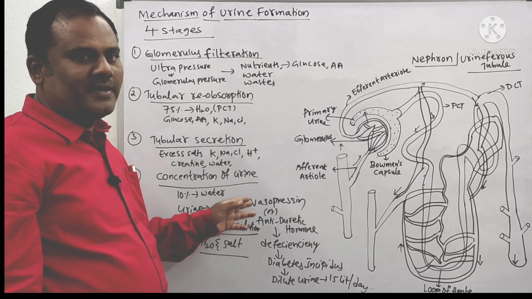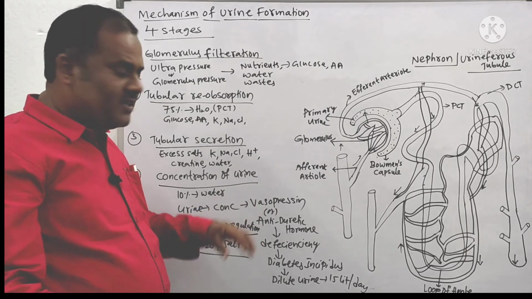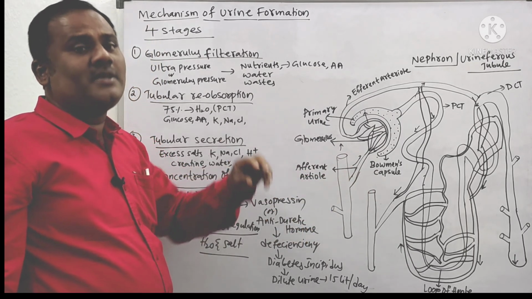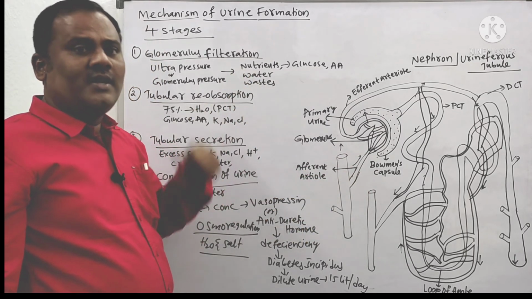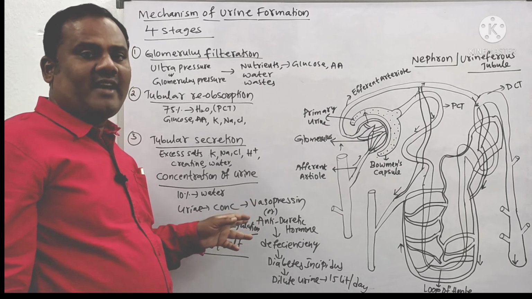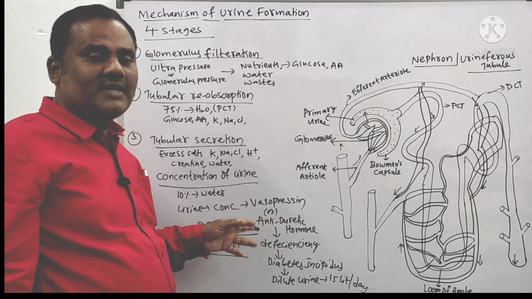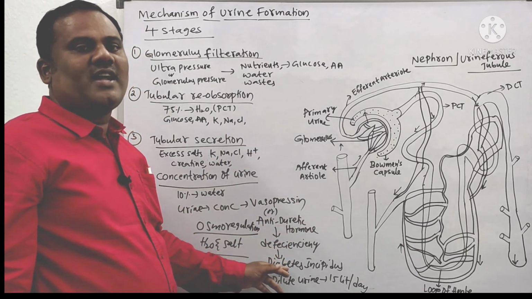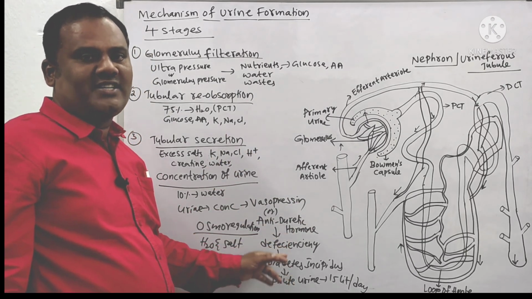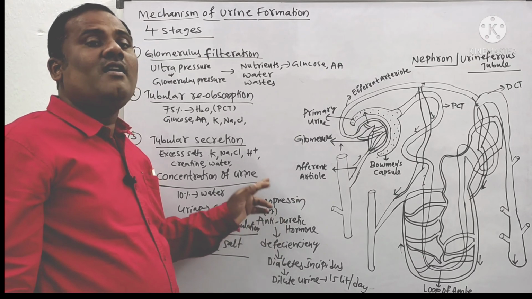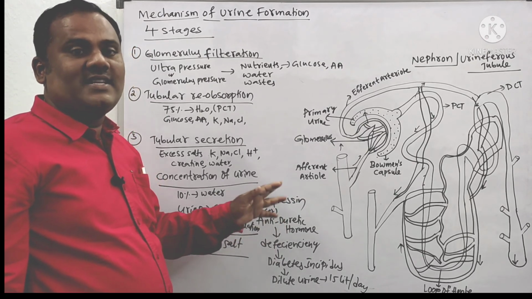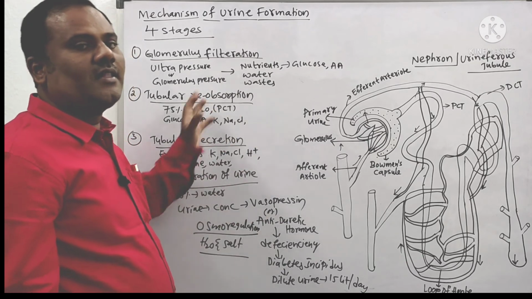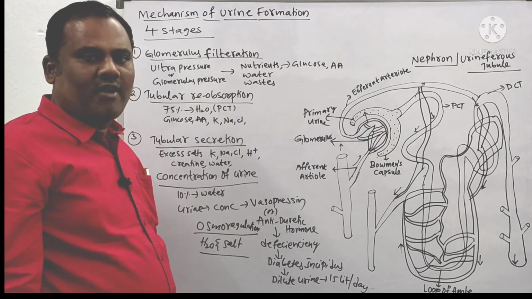So whatever water came to this collecting duct, in that also useful water is there, which will be sent back into the blood capillaries. But when vasopressin deficiency occurs, that excess water is also excreted outside in the form of urine. So excess urination, dilute urination occurs. That condition is called diabetes insipidus, due to the deficiency of vasopressin. So these are the 4 stages of urine formation.